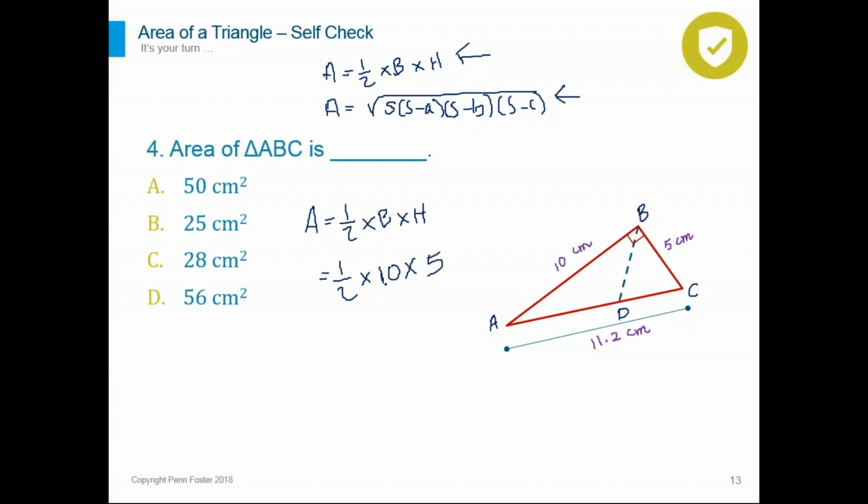You can do that using a calculator or mentally. 10 times half. So half of 10 is what? 5. 5 times 5 is 25. 25 centimeters squared. This side length AC was given to you to confuse you, to make you choose AC as one of the heights or the base for this triangle. So you should not use this side length because it does not belong to this formula. Any questions?